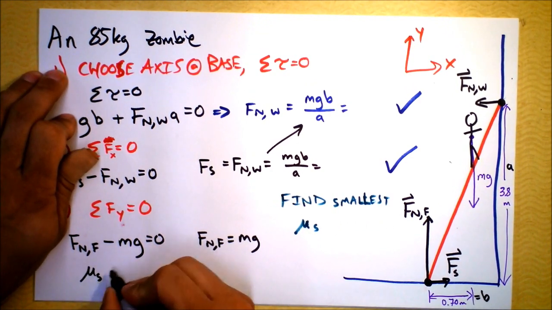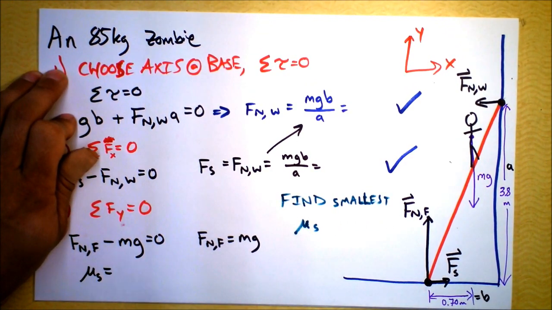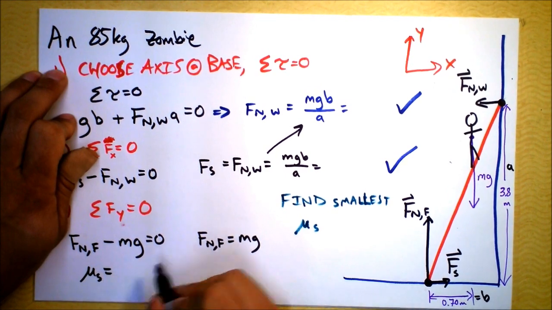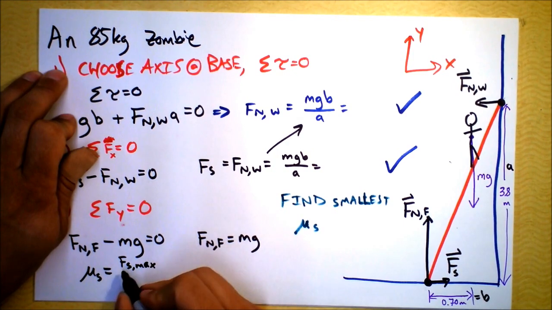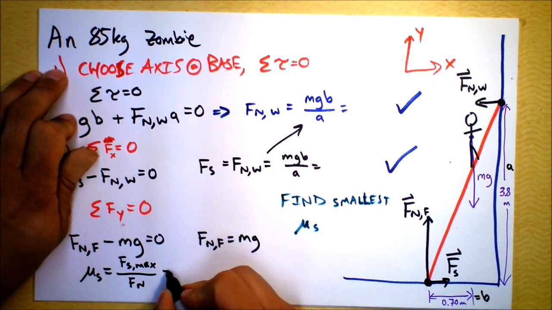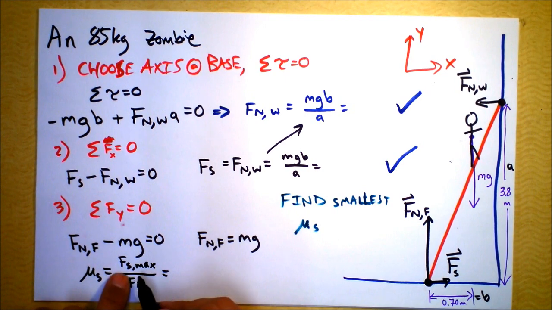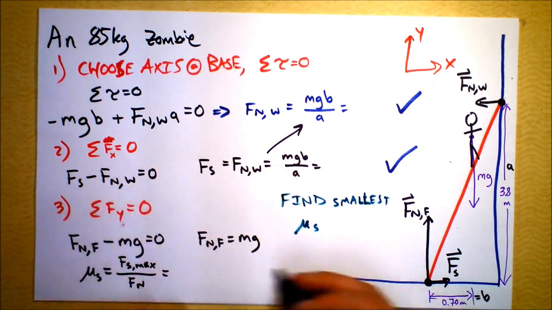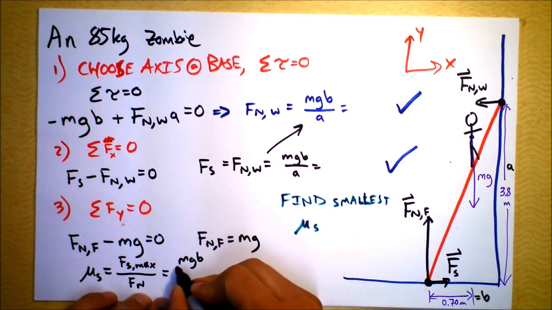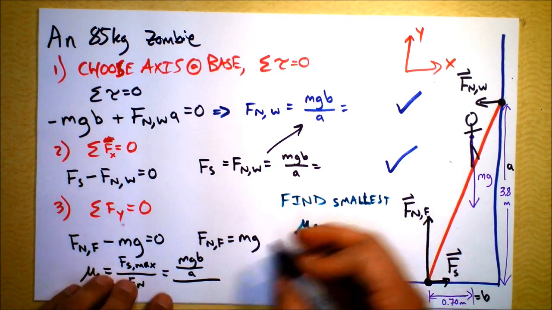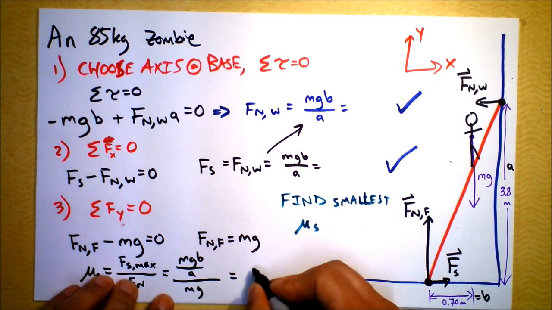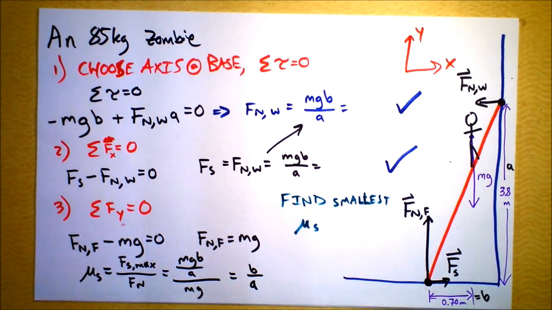You say mu s equals, and if it's just barely slipping, this is going to be Fs max divided by the normal force. So we can plug in the things that we know. Fs max. Well, Fs max is just mgb divided by A, and then we have to divide this by the normal force, which is just mg. Oh, what fun. It's B over A. The end.